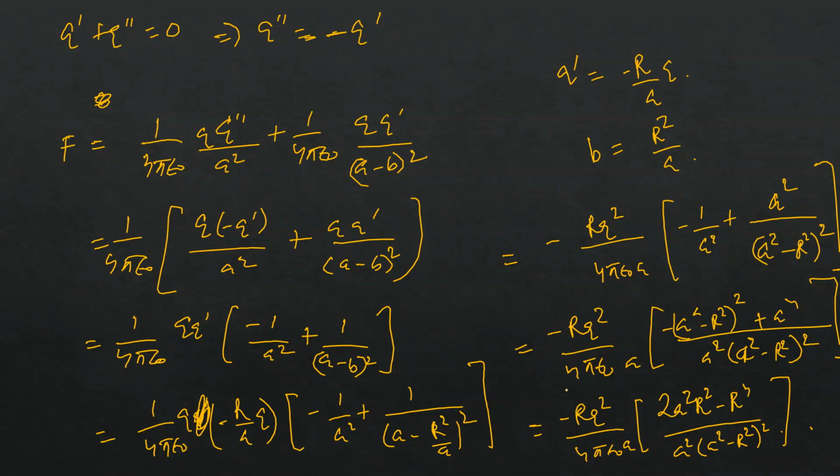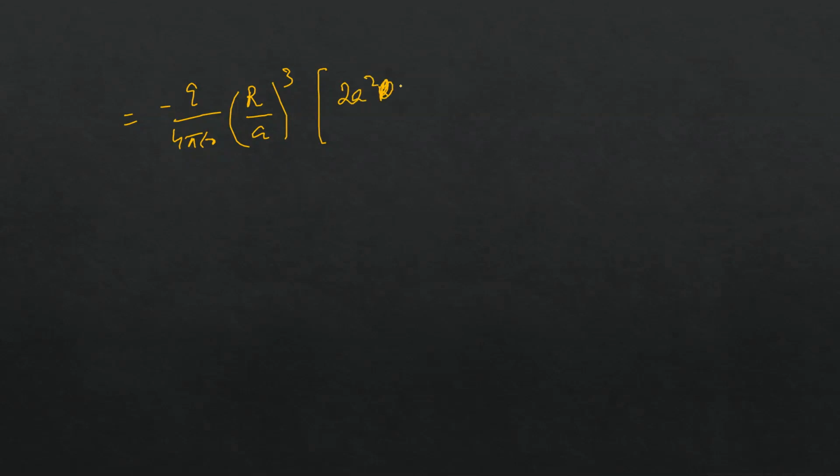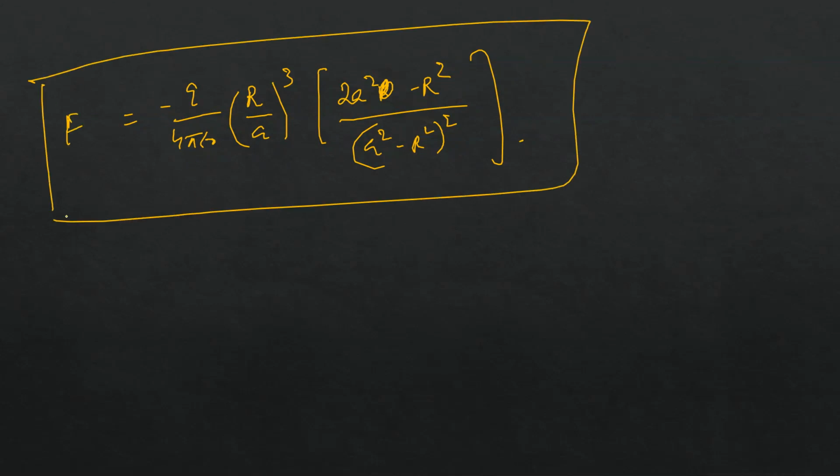Otherwise, you can take r square from here, a square from here. You can write it as minus q by 4 pi epsilon naught, rq by aq. That means r by a whole cube, and 2a minus 2a square minus r square divided by a square minus r square whole square. Okay. So this is your F, this is your force. This is how you calculate the force between the conducting sphere and the charge.